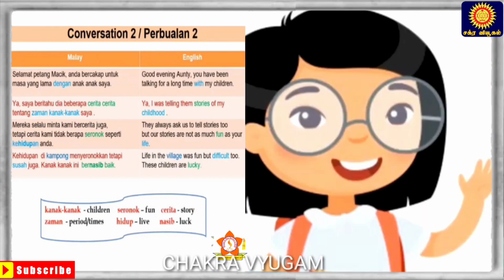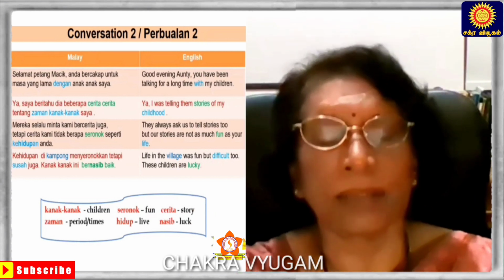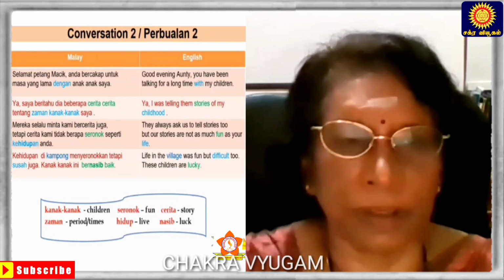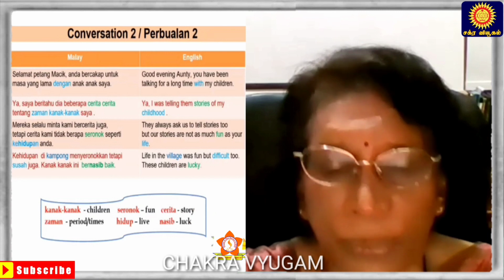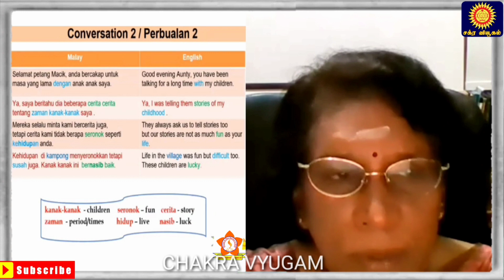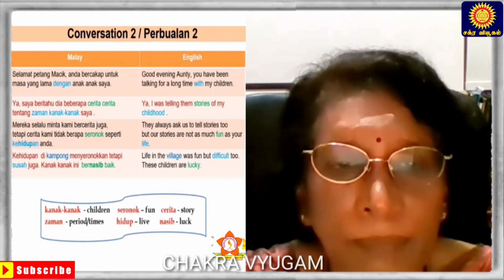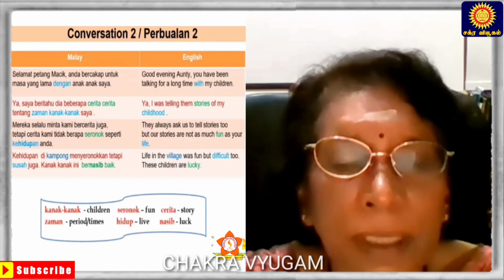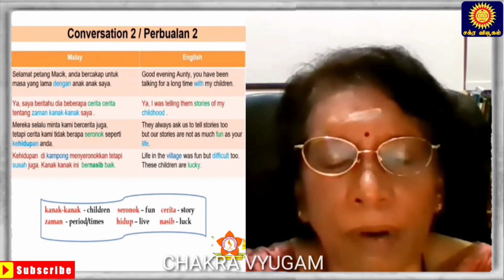Selamat petang, Makcik. Anda bercakap untuk masa yang lama dengan anak-anak saya. Okay, we learned anak-anak, which is children. Anak is child. So anak-anak is children. Dengan is the conjunction we learned, with, all right? Now, good evening, you have been talking for a long time. So, bercakap, now if I use anda cakap masa lama dengan anak-anak, it is not wrong, right?